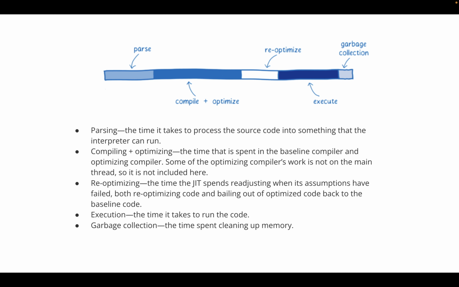And after compiling and optimizing, which includes the time spent on the baseline compiler and optimizing compiler, as we discussed, we need to re-optimize what those compilers give us. The JIT spends time readjusting when assumptions have failed, as we discussed. And then the real execution begins, and garbage collection at the end, just like the previous slide. We get rid of the objects we don't need.